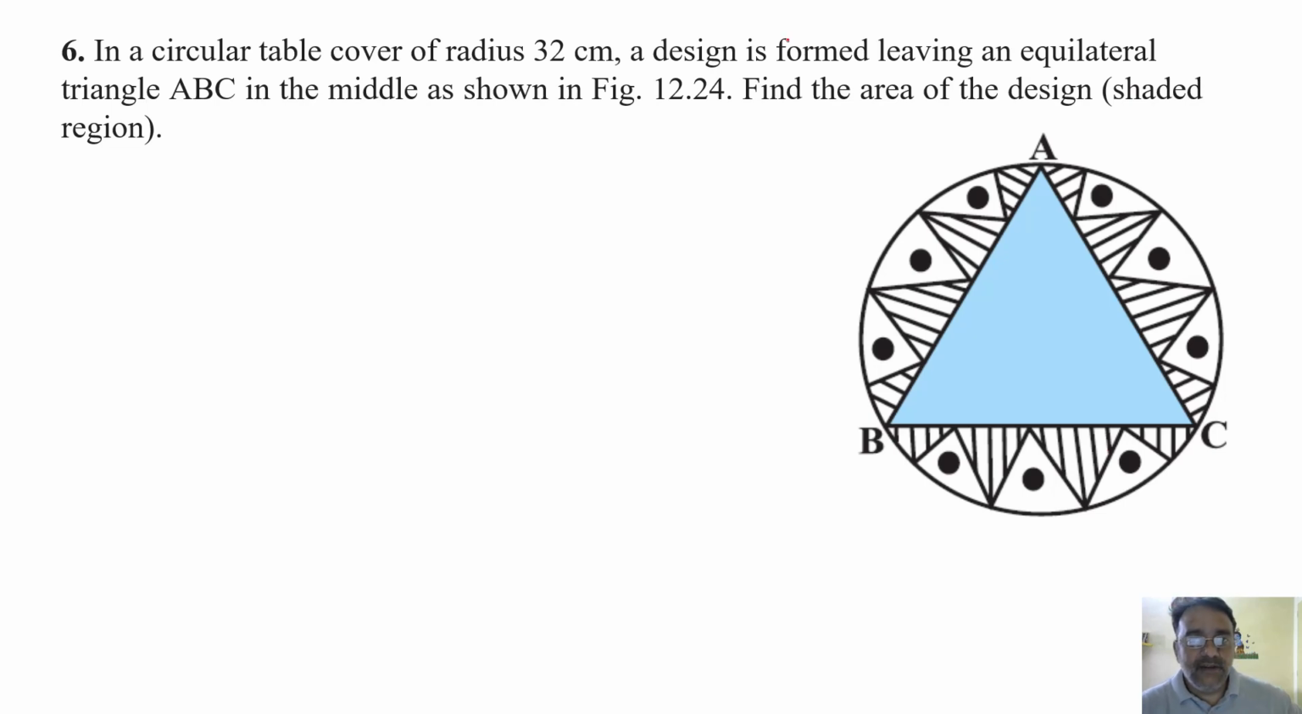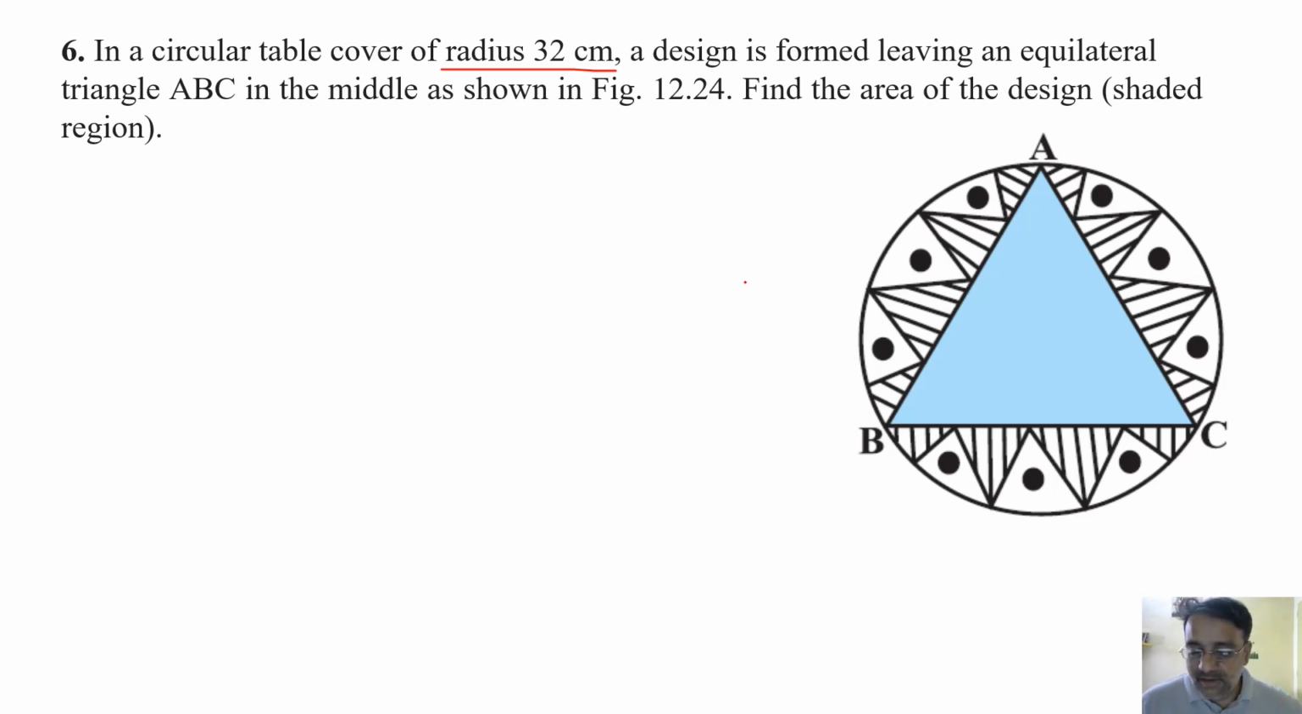So in order to find the area of circle, radius is given, so it is not a big issue. But in order to find the area of equilateral triangle, side is not given. So our first target is to find the side of an equilateral triangle. One property is there for an equilateral triangle: if we draw a median, the median is also the altitude. Median of an equilateral triangle is the altitude also.